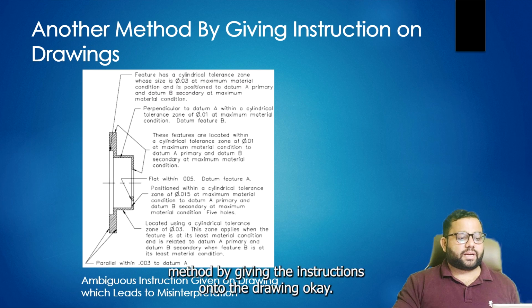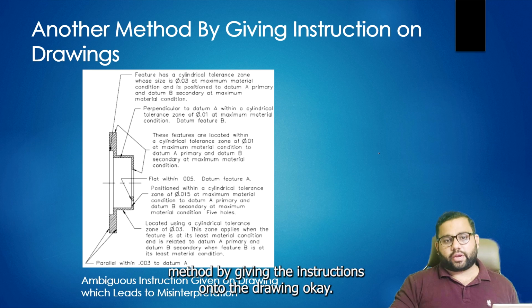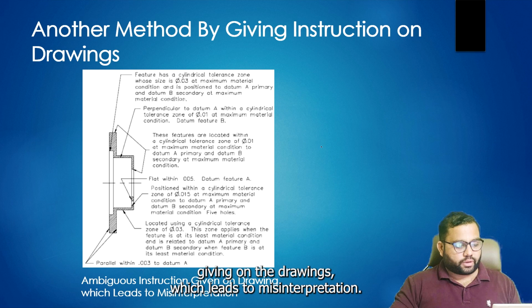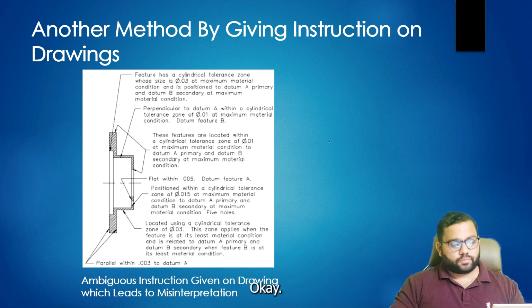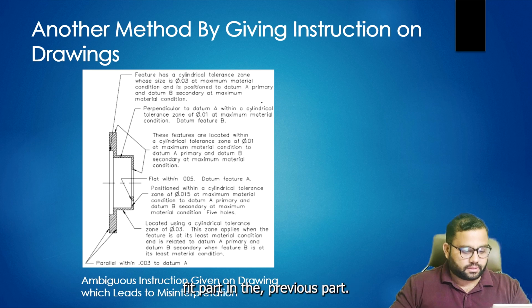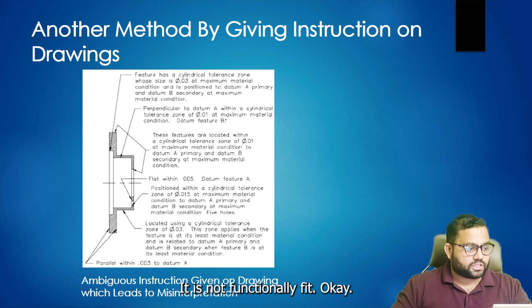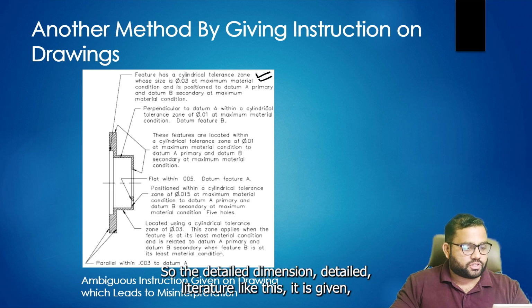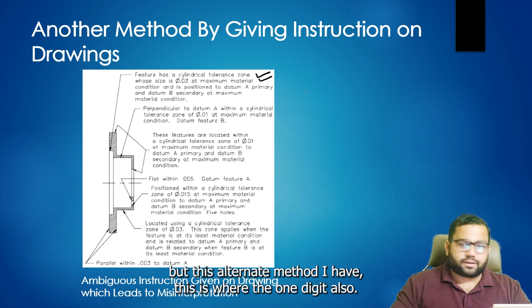Now, this is another method of giving instructions onto the drawing. We have ambiguous instructions on drawings, which lead to misinterpretation, so this is not a functionally fit part. In the previous part, it is not functionally fit. In this alternate method, what we can follow is to have detailed literature, like this it is given.